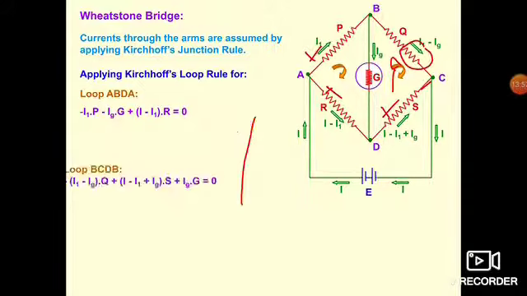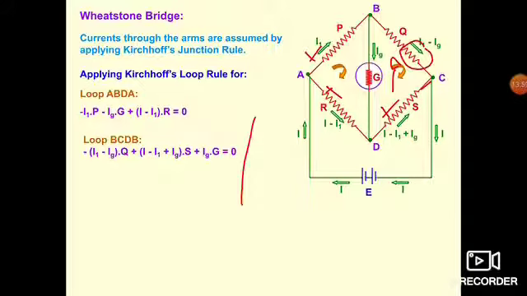If we take another loop which is BCDB, again it will be minus of I1 plus IG into Q, plus I minus I1 plus IG into S, plus IG into G. Now in the next step, if IG is equal to 0, I told you if P by Q is equal to R by S, then IG will be 0, no current will flow. Why does current not flow? When P by Q is equal to R by S, you will get the same voltage at point B and at point D. Potential difference is 0, that's why no current flows.